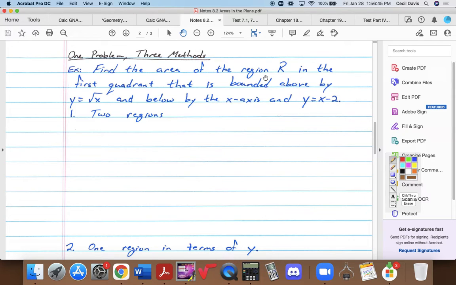So, this is a problem that I think is in your textbook. I really like this one. We're going to do one problem 3 different ways. So fun.